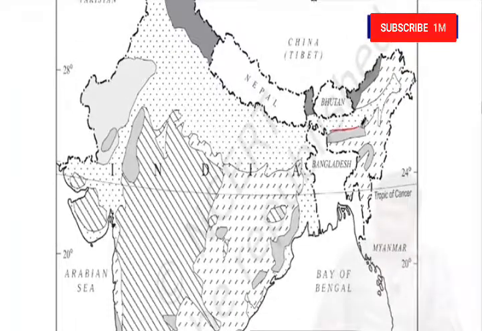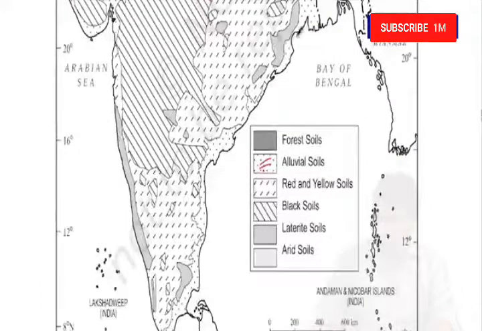So first I told you Brahmaputra, it is there. Can you see Indus, Ganga and Brahmaputra? In all this region you will find it. And also, can you see the east coast where the deltas are being formed? This is what we need to consider when it comes to alluvial soil.